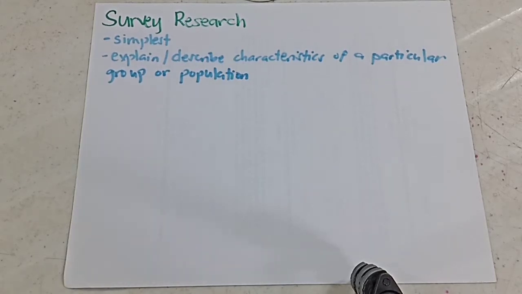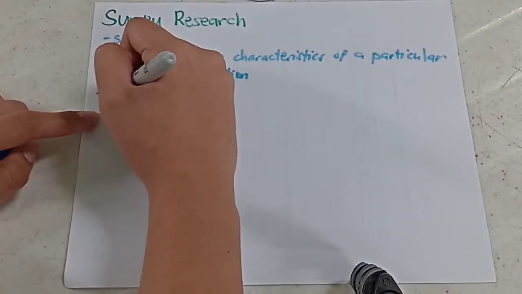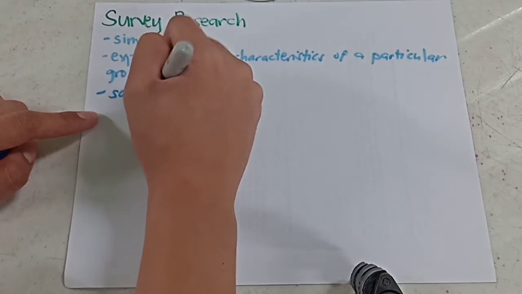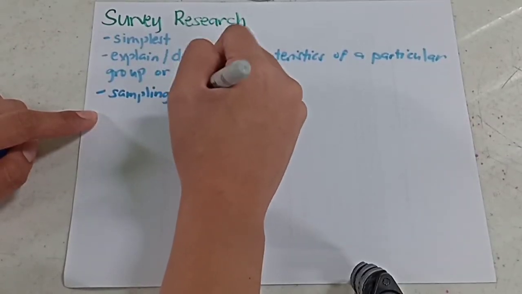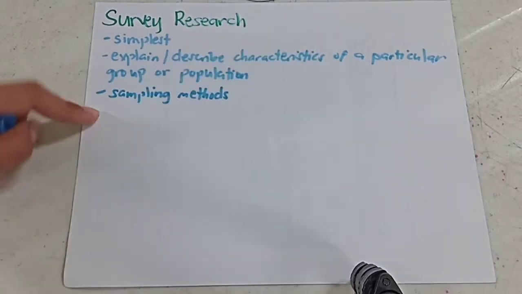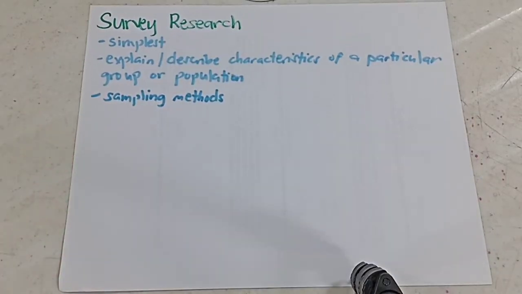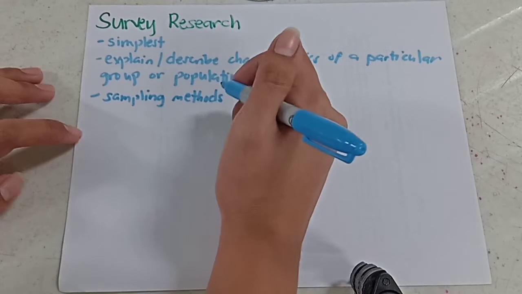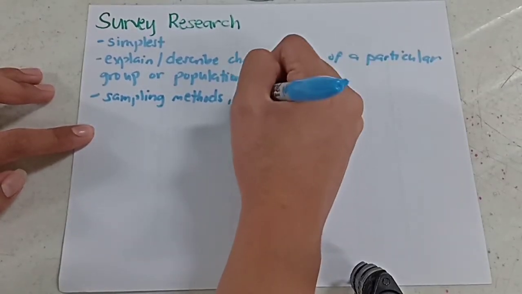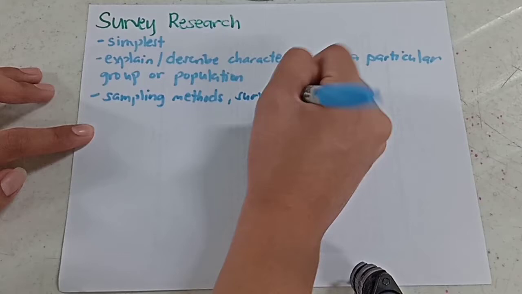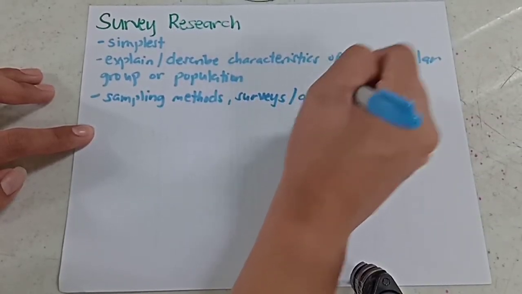And survey research typically uses sampling methods. So as a method of quantitative research, we all know that sampling methods use samples derived from a population. Another method survey research uses is, of course, the use of surveys and questionnaires.